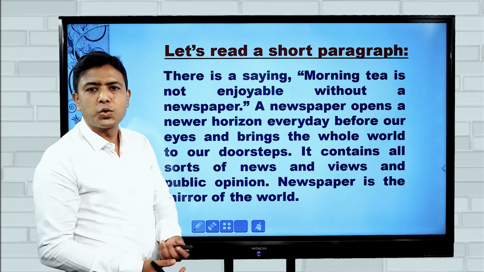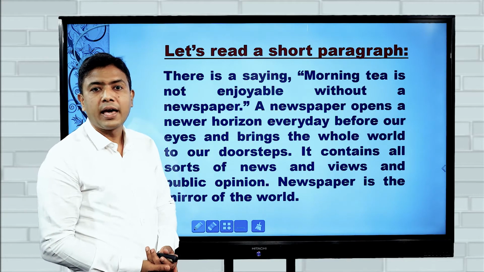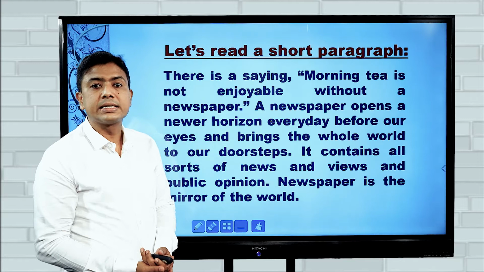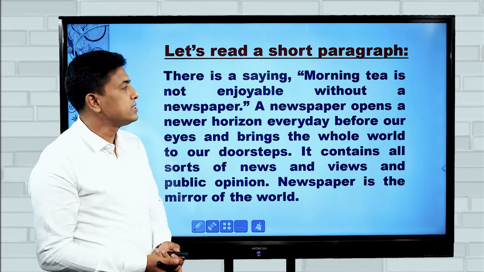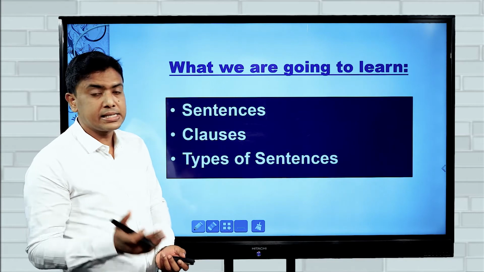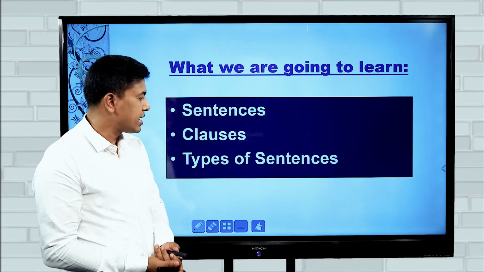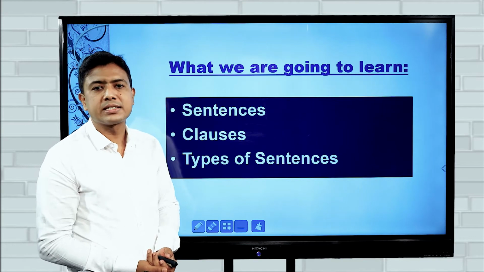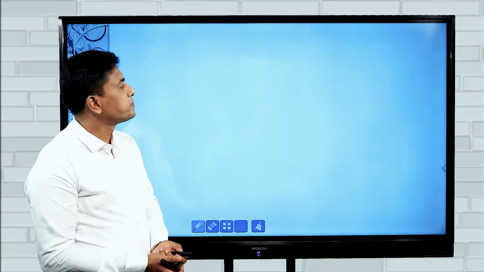If you look at this short paragraph, you see there are a few sentences in it. And you know, a sentence is the largest unit of any language. So today's lesson is about sentences, clauses, which are in fact the parts of sentences, and also types of sentences. Let's begin. Let us know what we mean by a sentence.